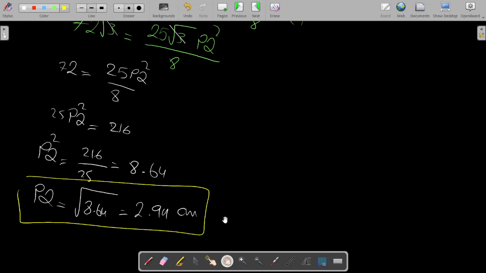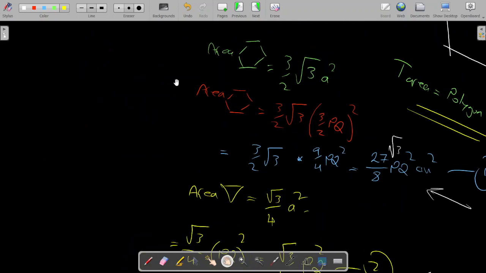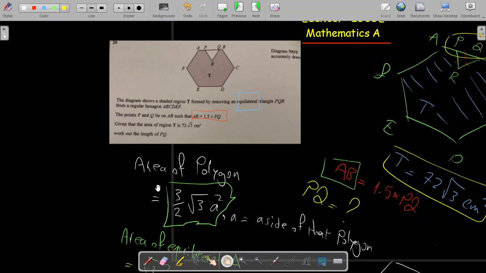So the PQ here, the answer for the question, PQ is going to be equal to 2.94 centimeter. And that's it for this problem.